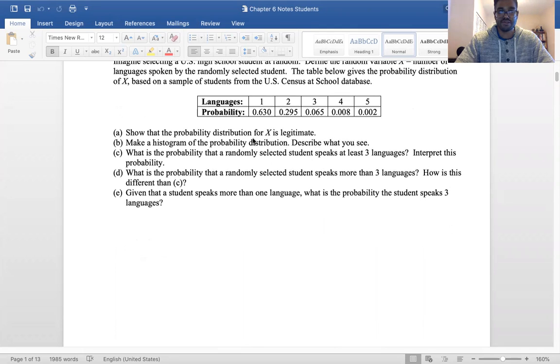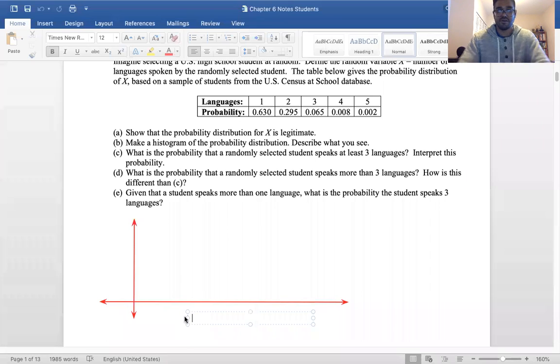You can make a little histogram for this. When you make your histogram, you're going to have your probabilities on your y-axis and then the number of languages on your x-axis. Then you can just draw those in. So this is number of languages, and this is probability. We're going 1 to 5, so 1, 2, 3, 4, 5. Try to make this as evenly spaced out as possible.